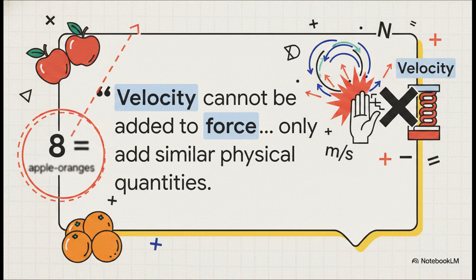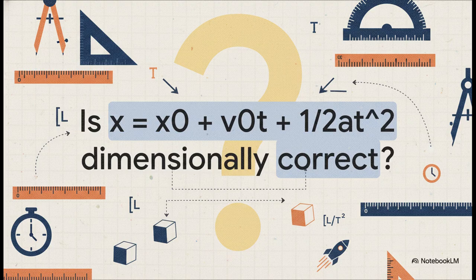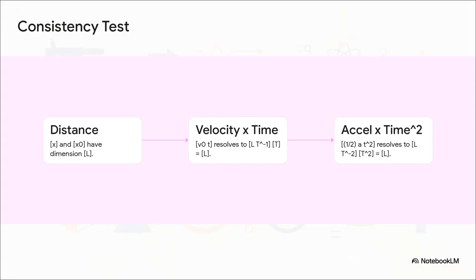It's just physically impossible. So let's pose a classic exam question to test this concept. Say you derive the kinematics equation for distance on a test, x equals x naught plus v naught t plus 1/2 at squared. But you're kind of stressing and aren't sure if you remembered it correctly. How do you check it? Well, you test its dimensional consistency. Here's how we do it.